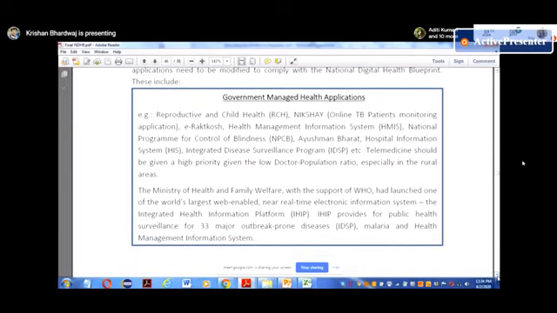Then they are talking about a near real-time electronic information system, the Integrated Health Information Platform, IHIP, for surveillance. So now here they are clearly saying that IHIP is required for IDSP. So if you see this line.